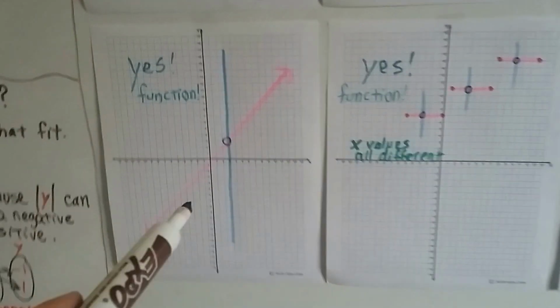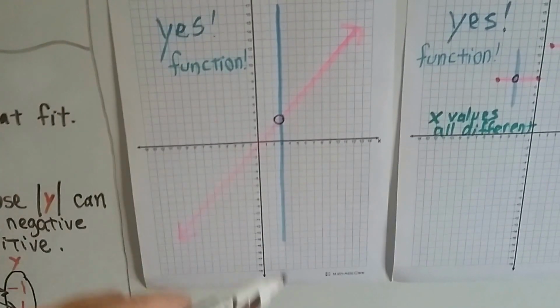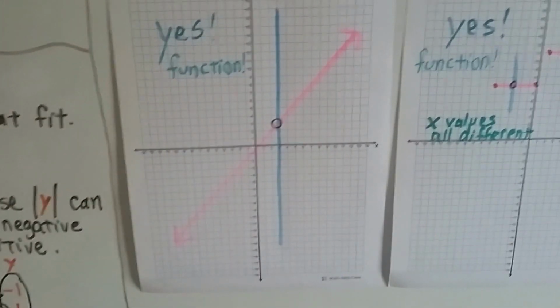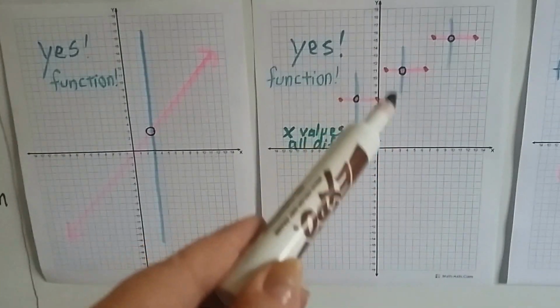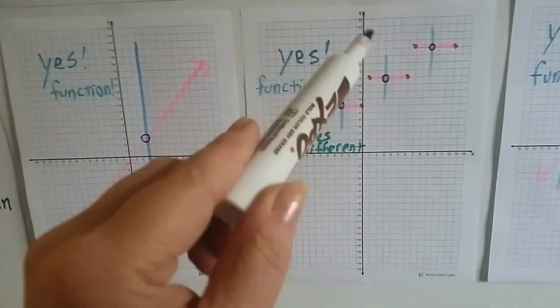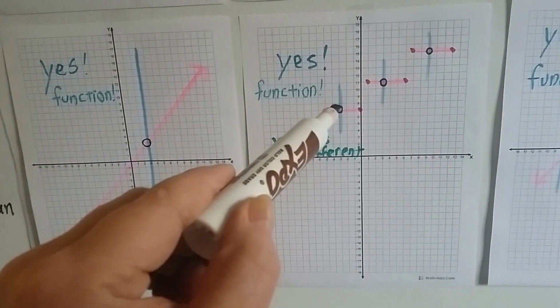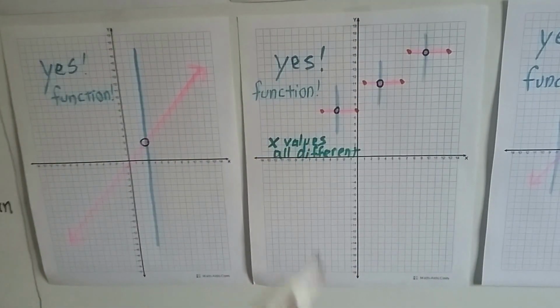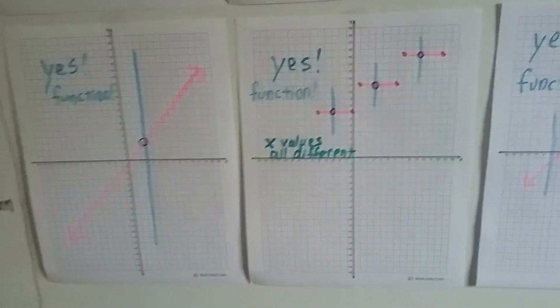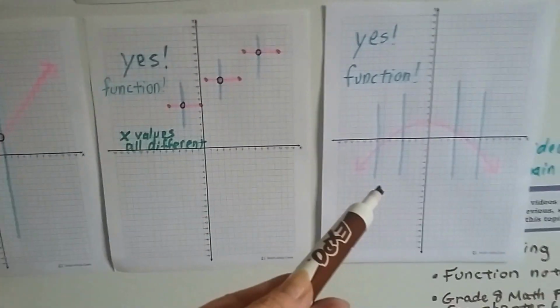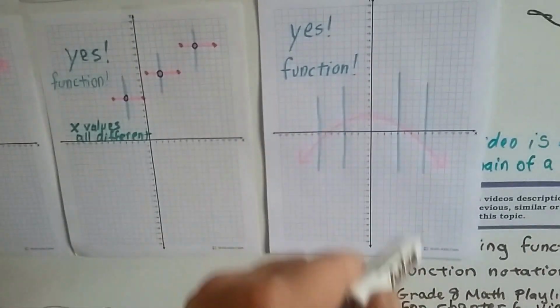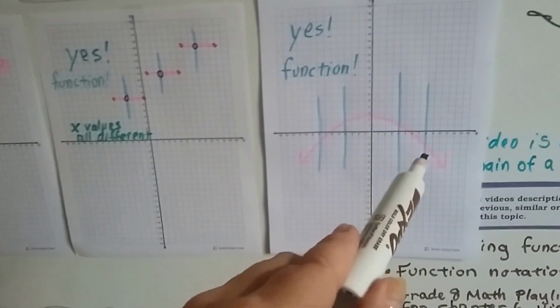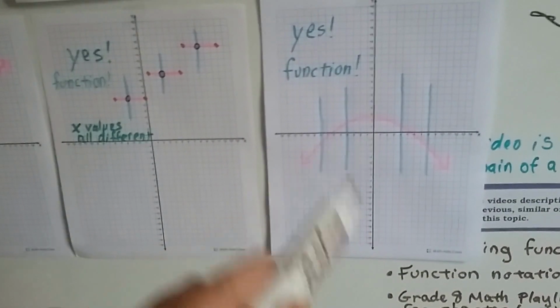On this one, yeah, it is a function because when we do our vertical line, it only hits one point. See that? And even if we graph and we get 3 little lines like this, drawing the vertical lines through them, it hits each one at a different x value. So yes, all the x values are different. It is a function. And even if we have a curved line going like this, no matter how many vertical lines we draw through it, all the x values are going to be different. So yeah, it's a function.